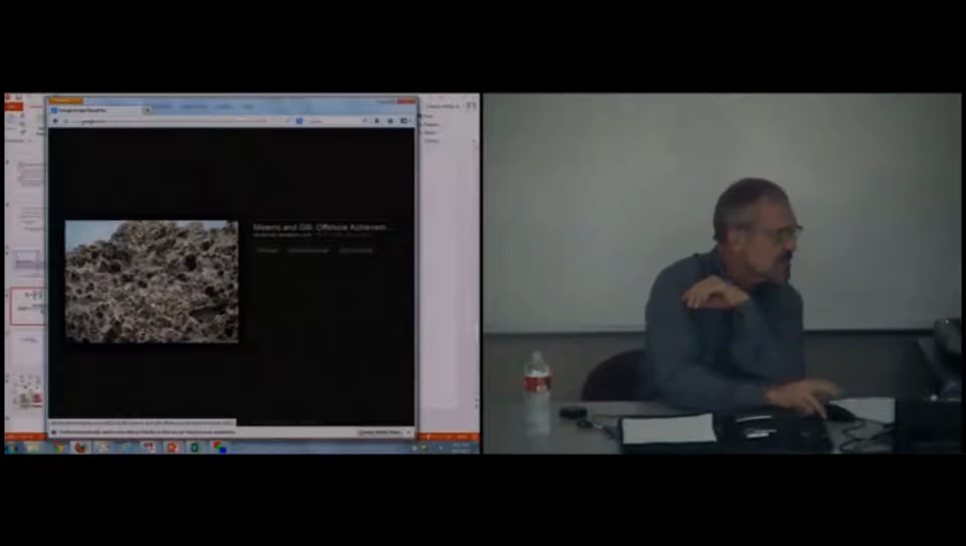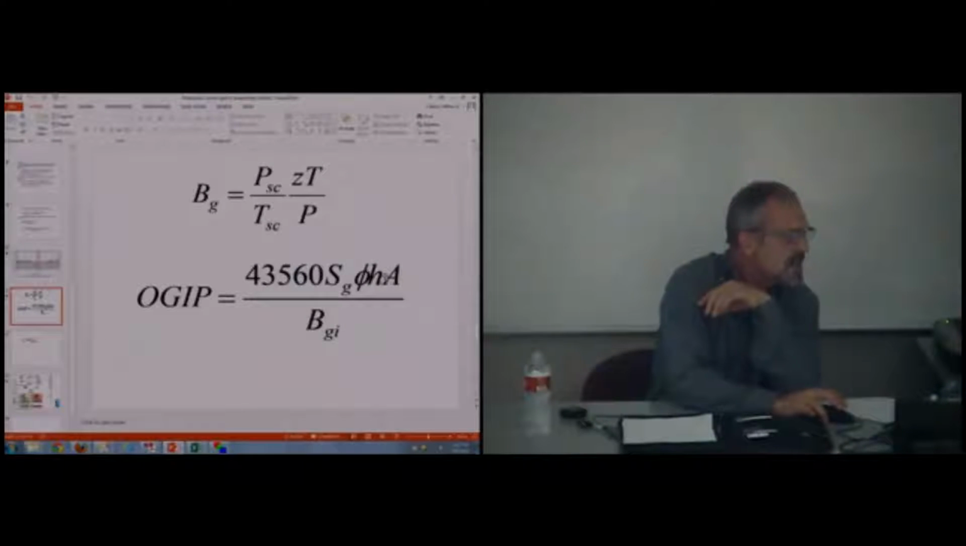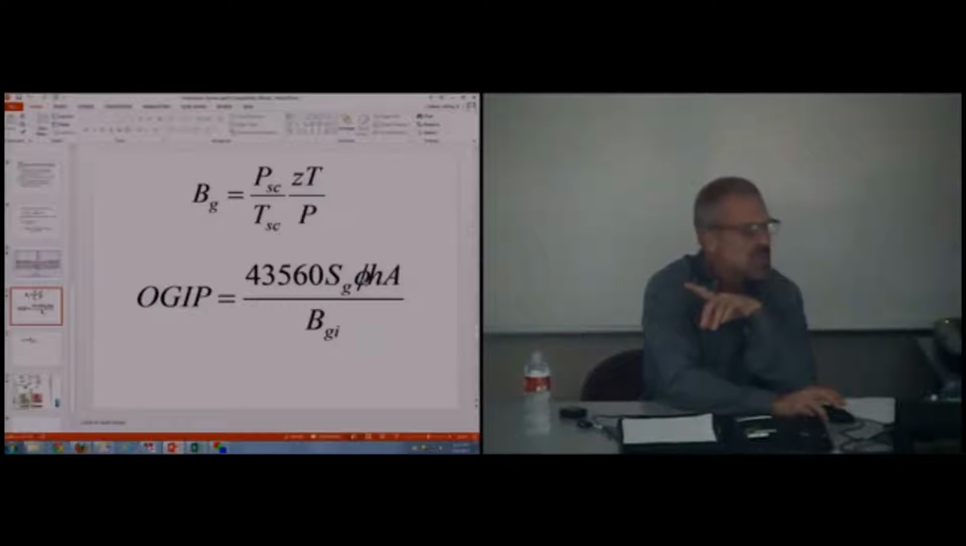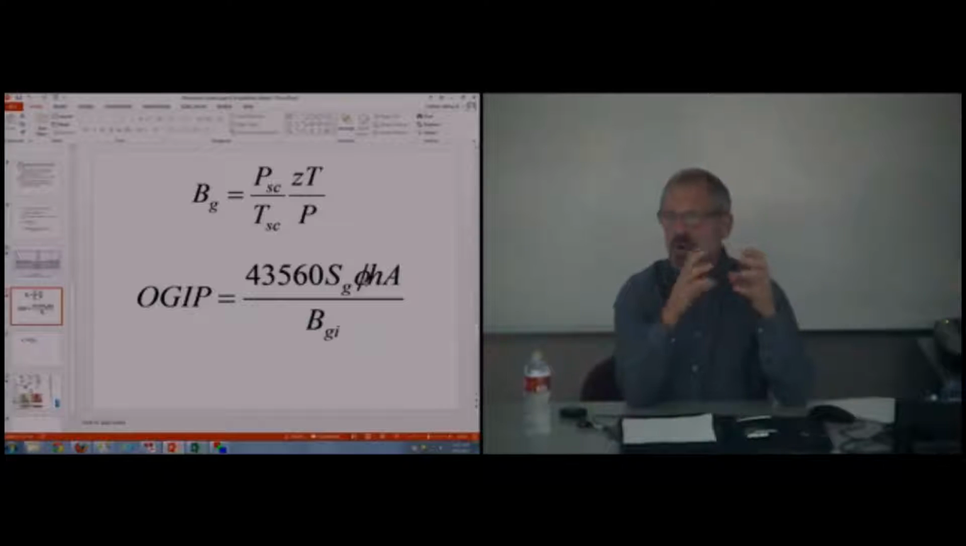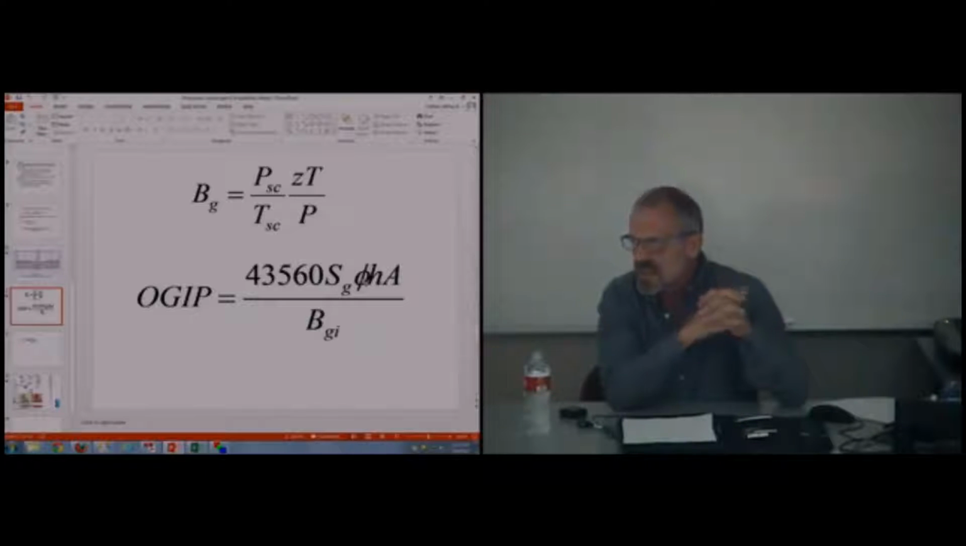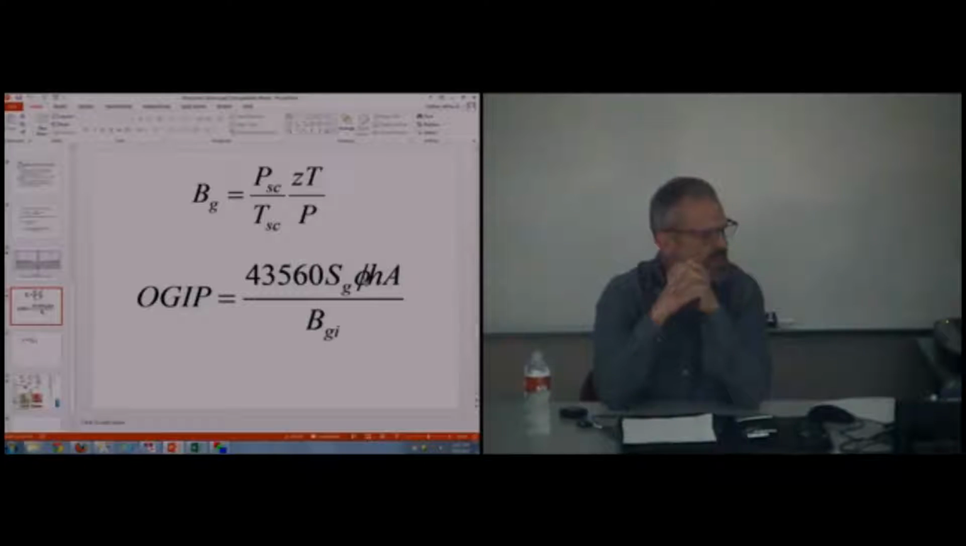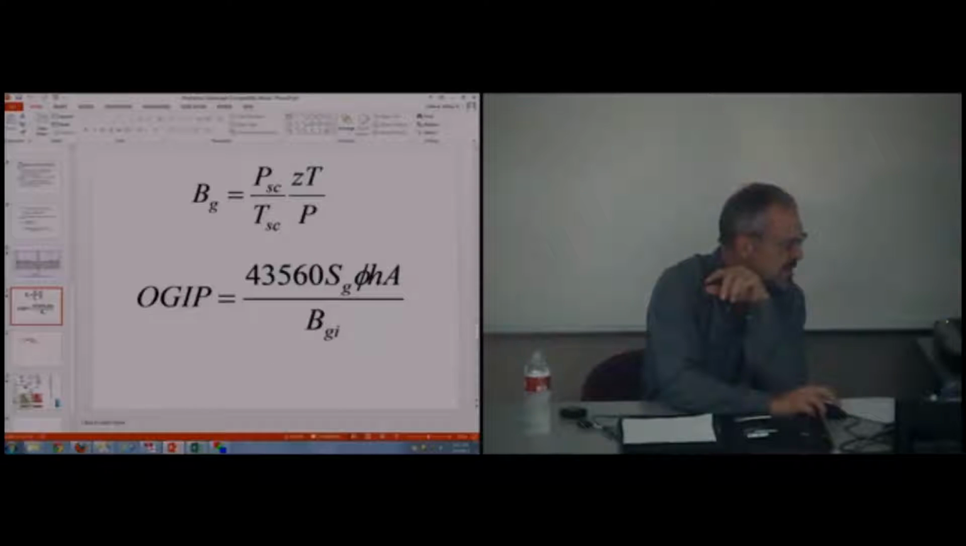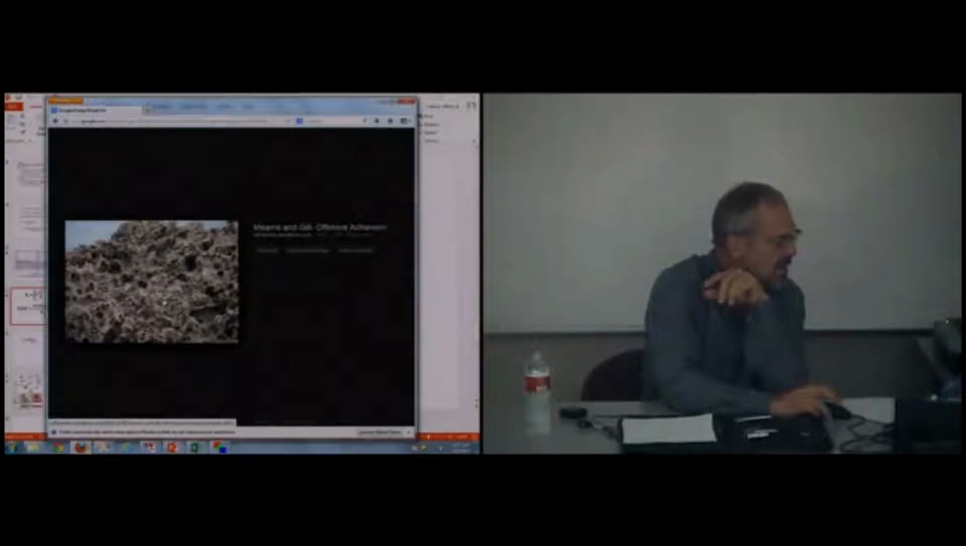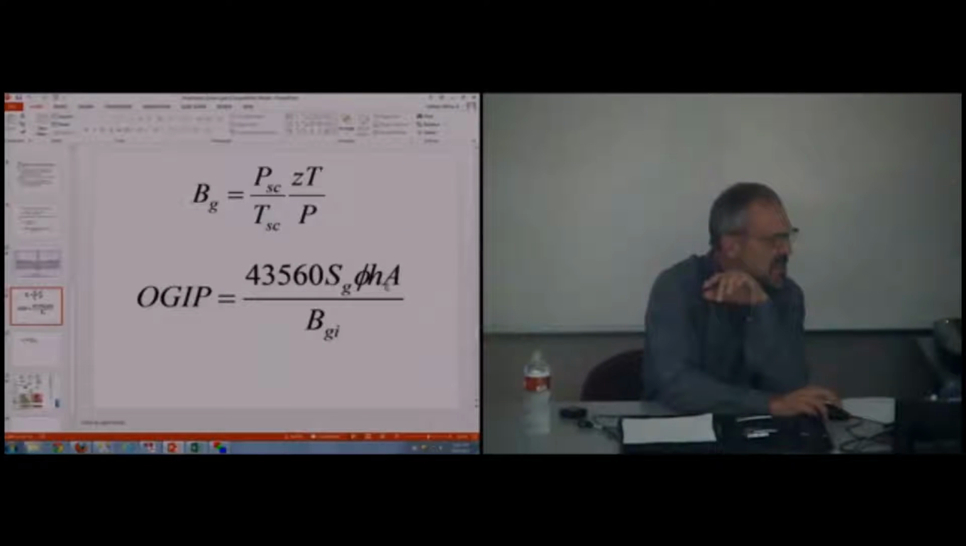So flashing back to our static original gas in place, we're looking at two things already. We're looking at porosity and we're looking at gas saturation. So phi, and if you ever need to type it, change your font to symbol and put a lowercase F in there, and you'll get a phi. So we always use that phi symbol for porosity. Okay, so let's look at some other things that are here.